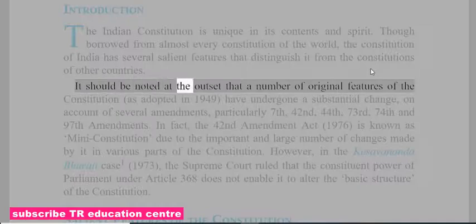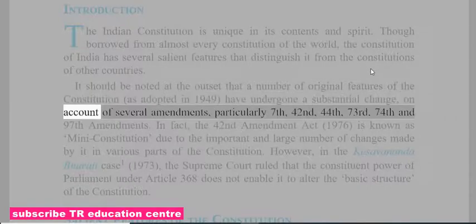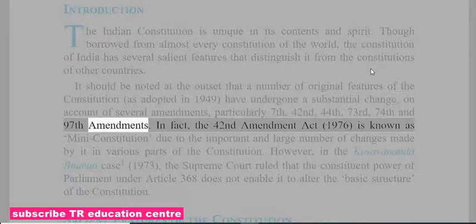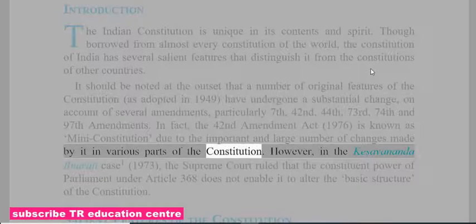It should be noted at the outset that a number of original features of the Constitution, as adopted in 1949, have undergone a substantial change, on account of several amendments, particularly 7th, 42nd, 44th, 73rd, 74th and 97th Amendments. In fact, the 42nd Amendment Act, 1976, is known as mini-constitution, due to the important and large number of changes made by it in various parts of the Constitution.